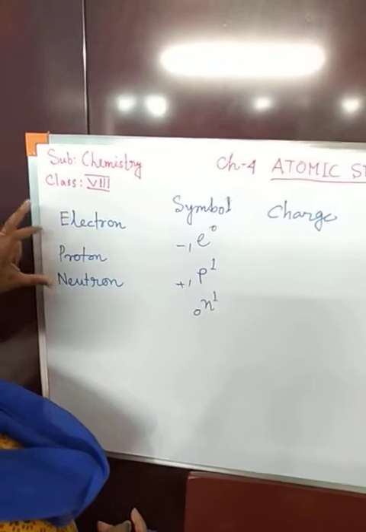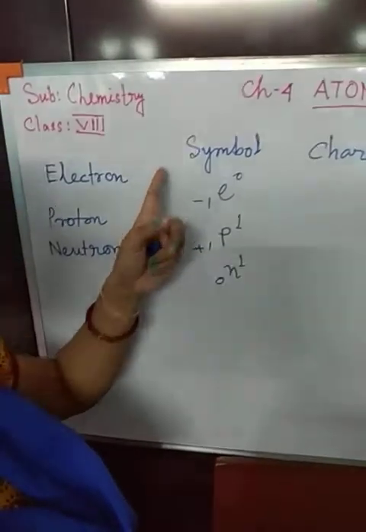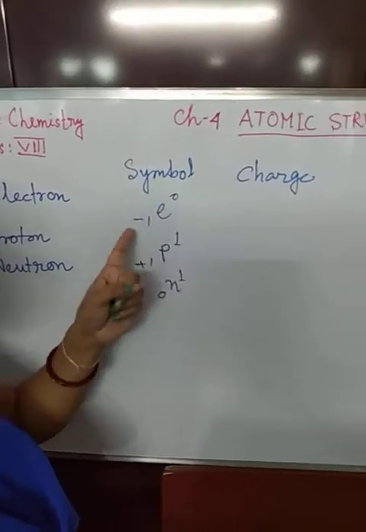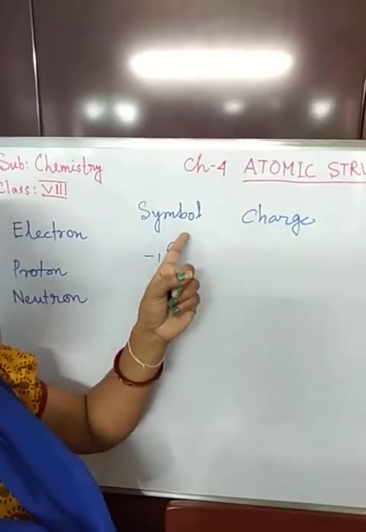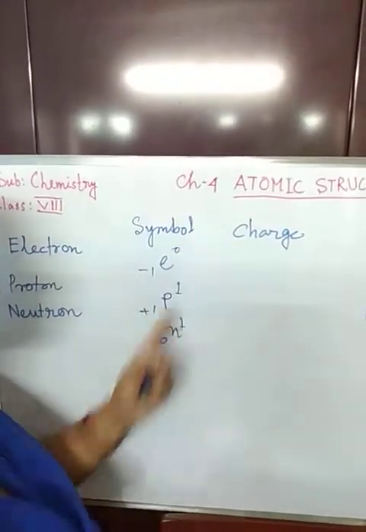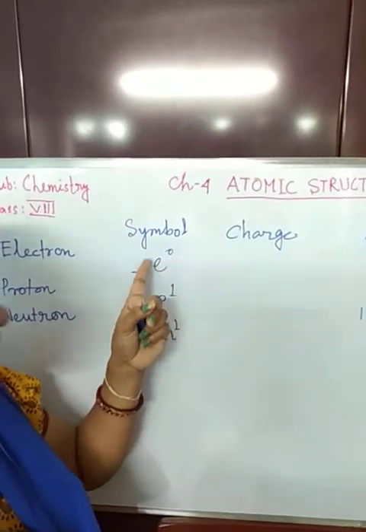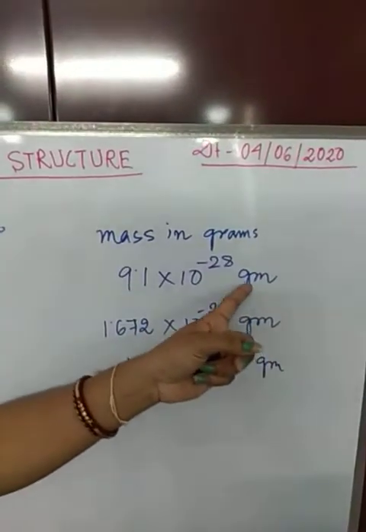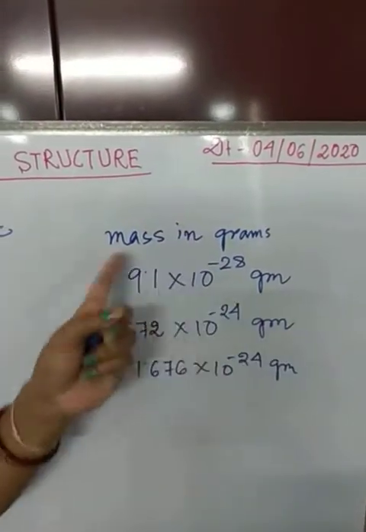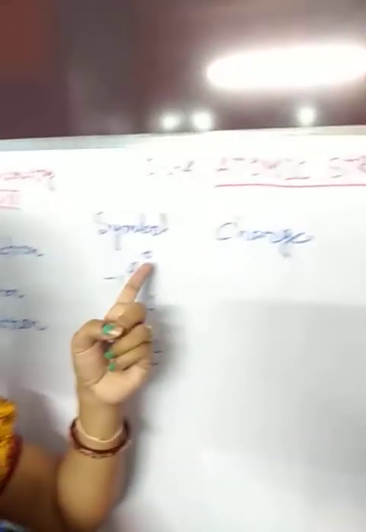If we take a look at the properties of the three subatomic particles, electron, proton and neutron, the symbol of the electron can be given as E, 0, minus 1. E is the symbol of the electron, and here we write the mass of that particle. As the electron has negligible mass, 9.1 into 10 to the power minus 28 gram, it's very less, so we take it as negligible mass and write it as 0.